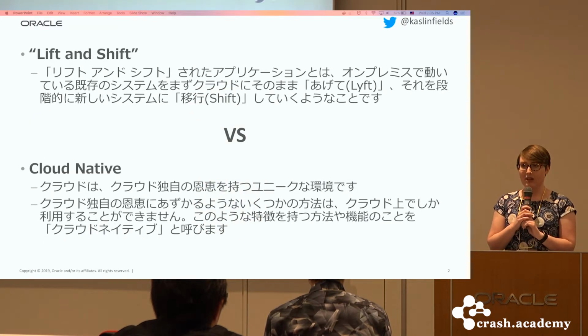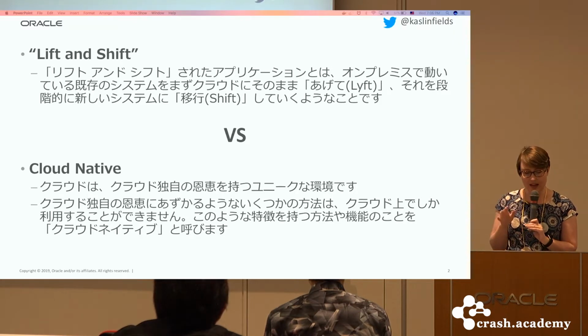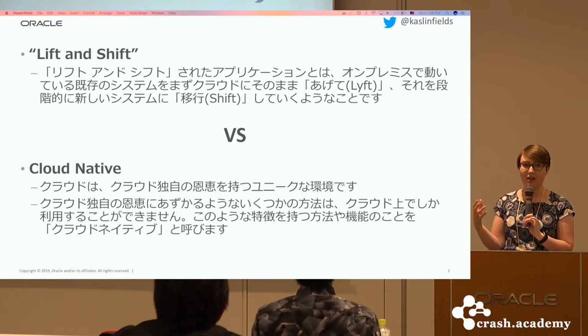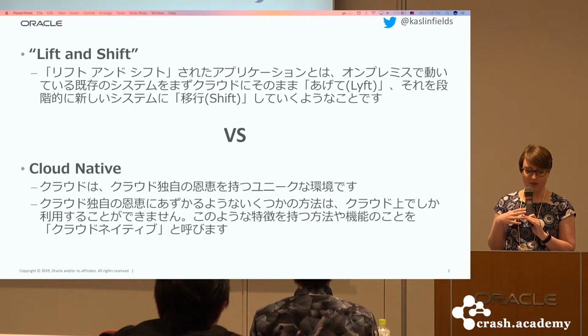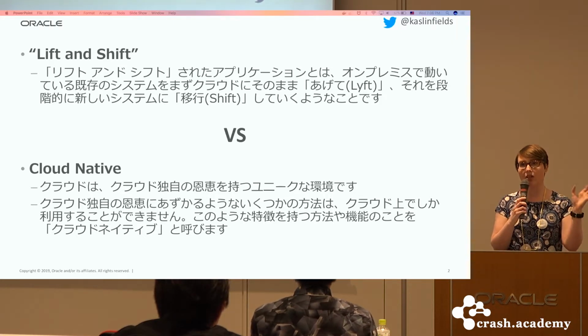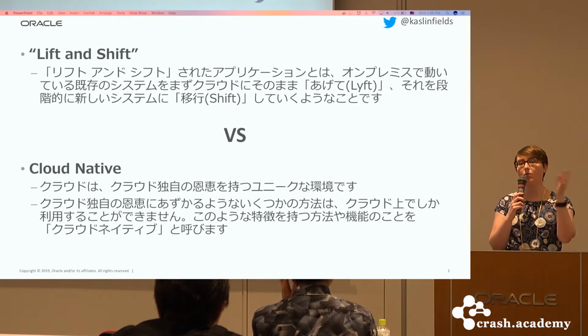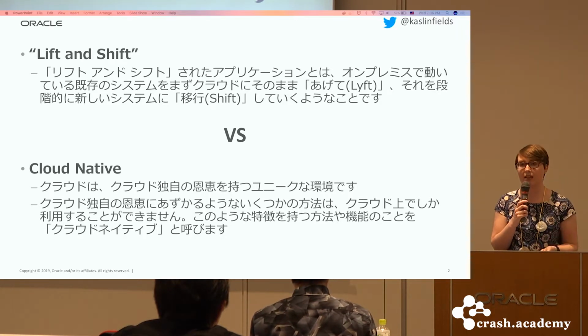So to talk about cloud native, I think it's important to talk about lift and shift, which is the idea of moving your on-premise applications to the cloud as they are. If you do lift and shift, you take your application as it's running in your data center and you move it to the cloud and basically run it in exactly the same way.